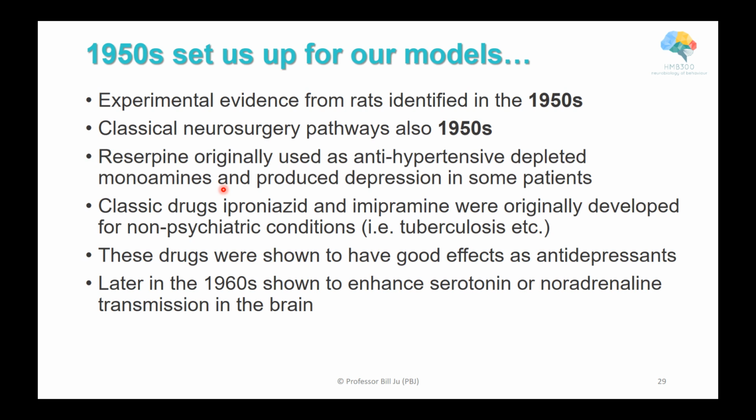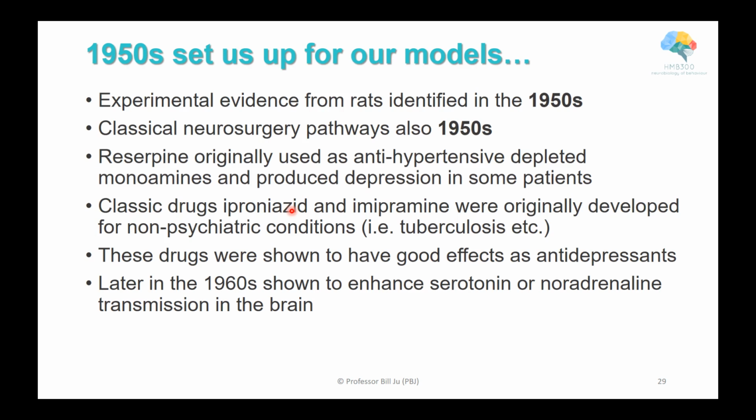It causes your heart to beat faster. It causes it to contract more forcefully. That raises your blood pressure. And reserpine was there to take away noradrenaline. So it depletes noradrenaline, which is a monoamine. So monoamine equals biogenic amine equals noradrenaline. So this drug was developed to reduce high blood pressure. It was an antihypertensive, and it depleted noradrenaline.